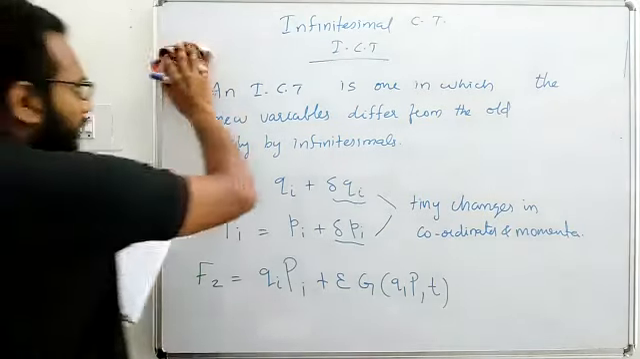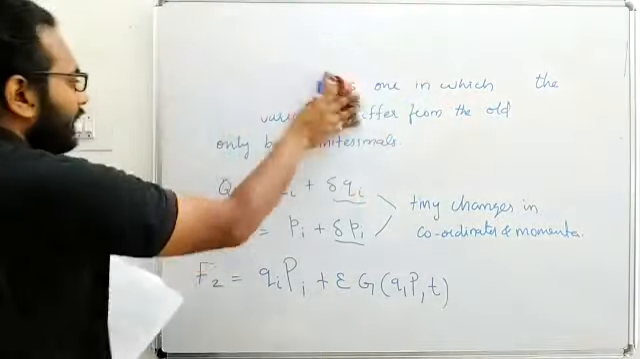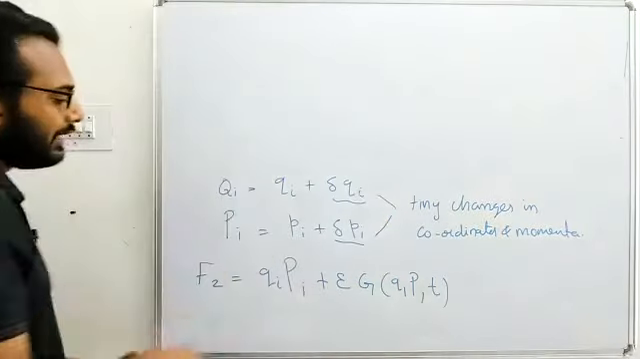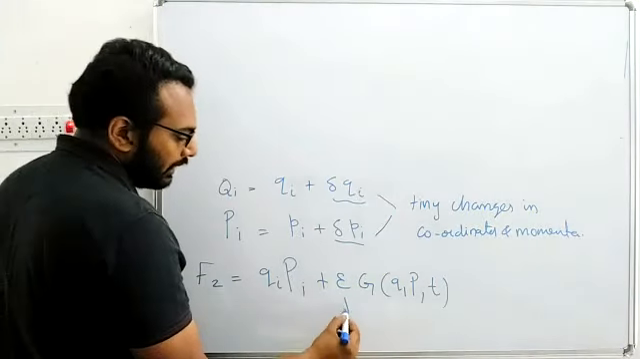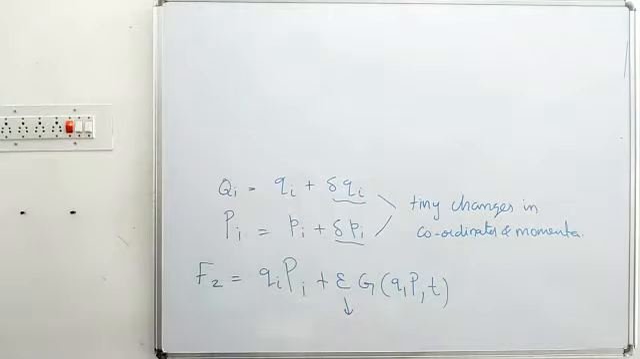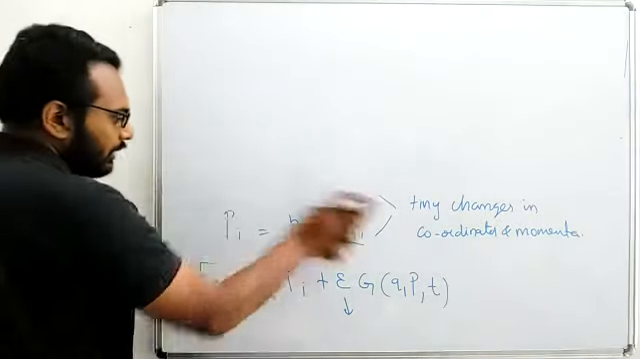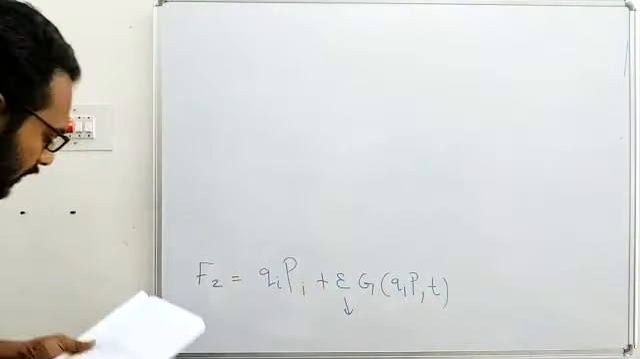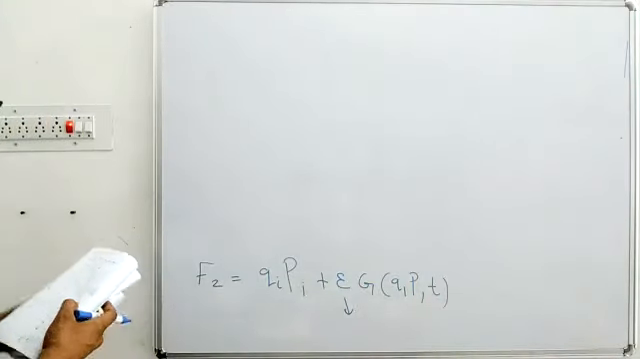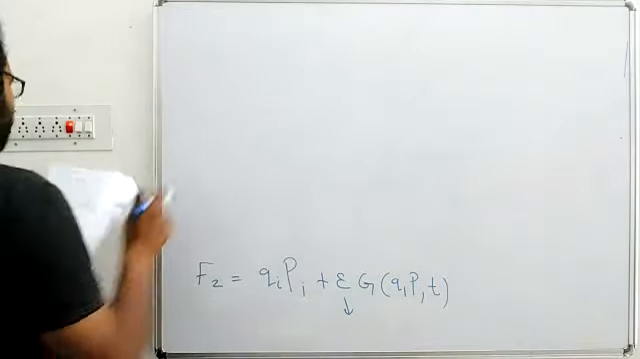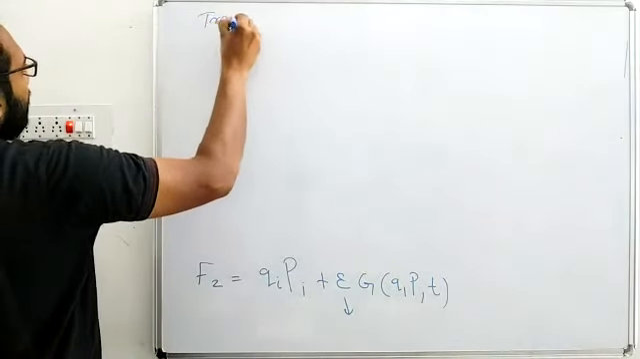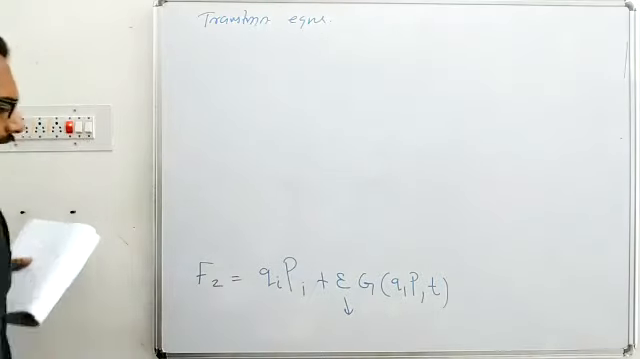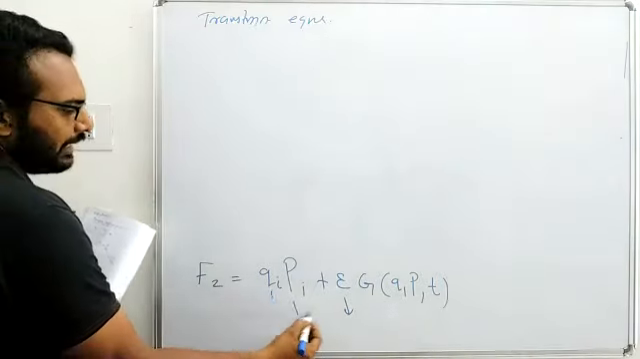Now we are talking about infinitesimal canonical transformation, and as I said, in all calculations you need to retain terms only up to first order in epsilon. You don't have to take second order or third order. Whenever such terms come, you can simply get rid of them because you are talking about infinitesimals, right? Now let's look at the transformation equations. We call this F2 because it's a function of small q and capital P.